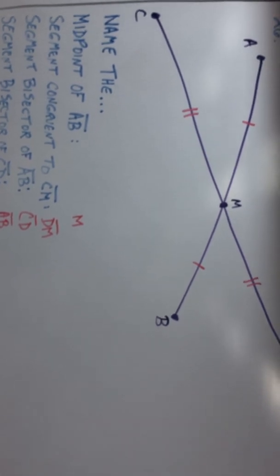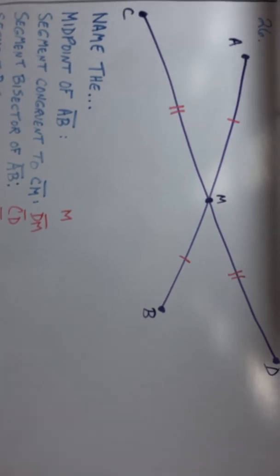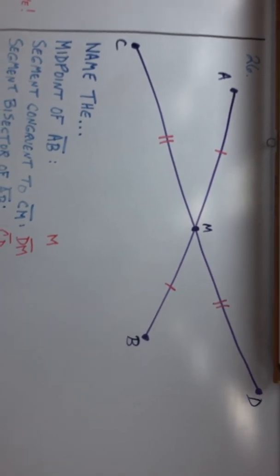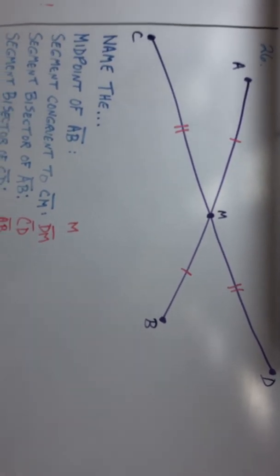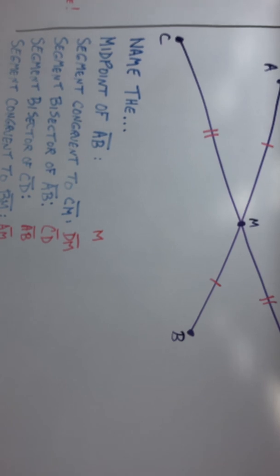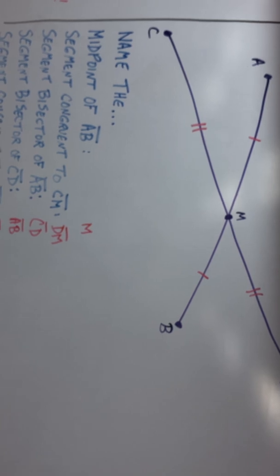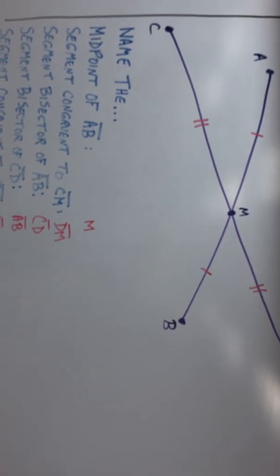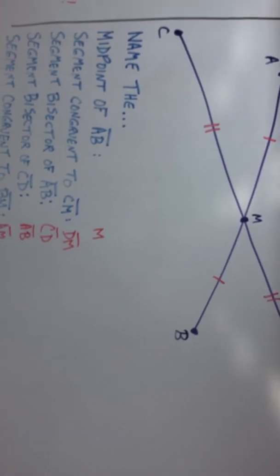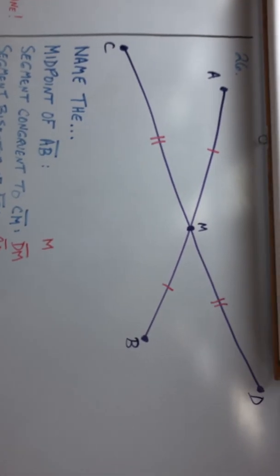What's the segment bisector of AB? That means what's the knife that cuts AB in half? The knife that does the cutting is segment CD. You could also say line CD. So what's the segment bisector of CD? The knife that cuts CD into two equal segments would be AB. So the segment bisector of CD is going to be AB. That's what does the cutting. What segment is congruent to BM? That's going to be AM.